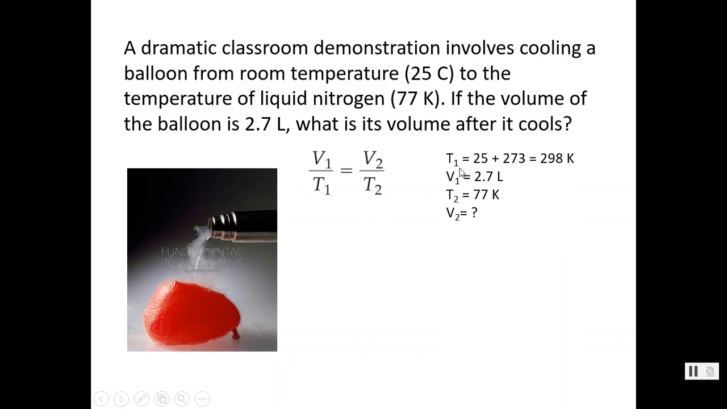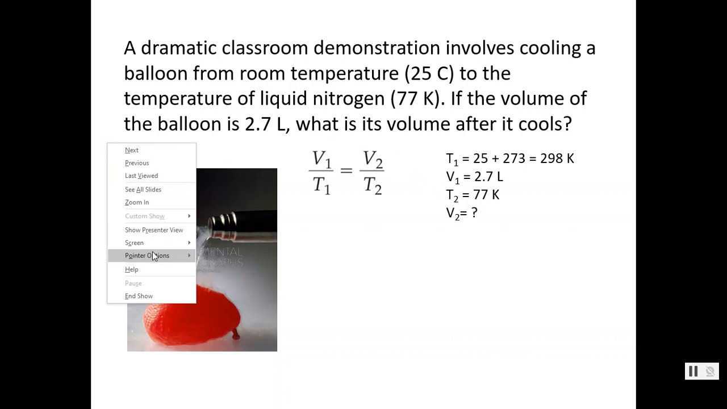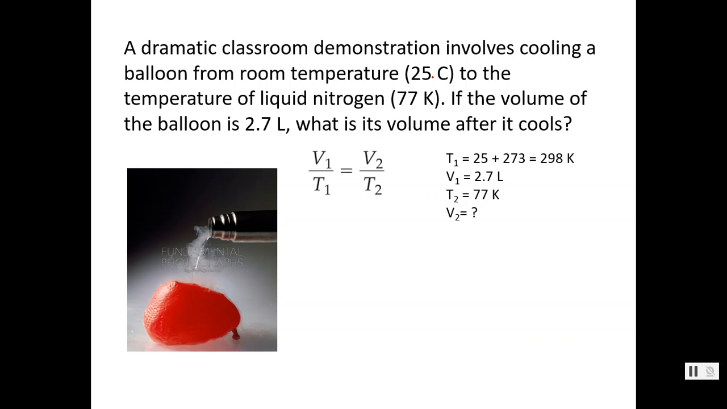We're going to make sure that both of our temperatures are in Kelvin. So our second temperature for liquid nitrogen, our T2, is already given in Kelvin. That was nice. We can go ahead and convert our initial temperature, our room temperature in Celsius, to Kelvin by adding 273. So I now have a T1 that's in Kelvin. My T2 is in Kelvin. I have an initial volume of 2.7 liters. I am looking for my final volume, my V2. And so this is the mathematical expression that I need to solve for V2.